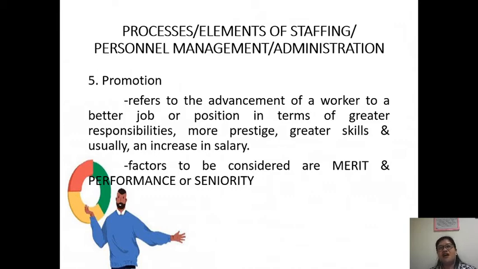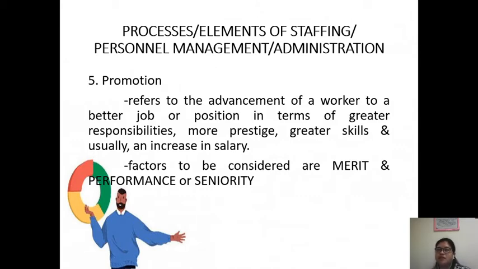So again, when it comes to promotion, there are many not so good issues, like someone being promoted because they know somebody. But nevertheless, this is the standard elements of staffing. It should be based on merit, on what they have accomplished.